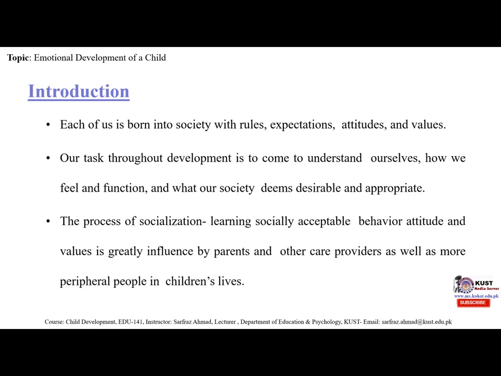The process of socialization, learning socially acceptable behavior, attitudes, and values, is greatly influenced by parents and other care providers as well as more peripheral people in children's lives. Family, or in other words parents, have a great role in the life of children, because the behavior which may be acceptable in our society is created or developed by our parents. So in the life of children, the parents' role is very important.